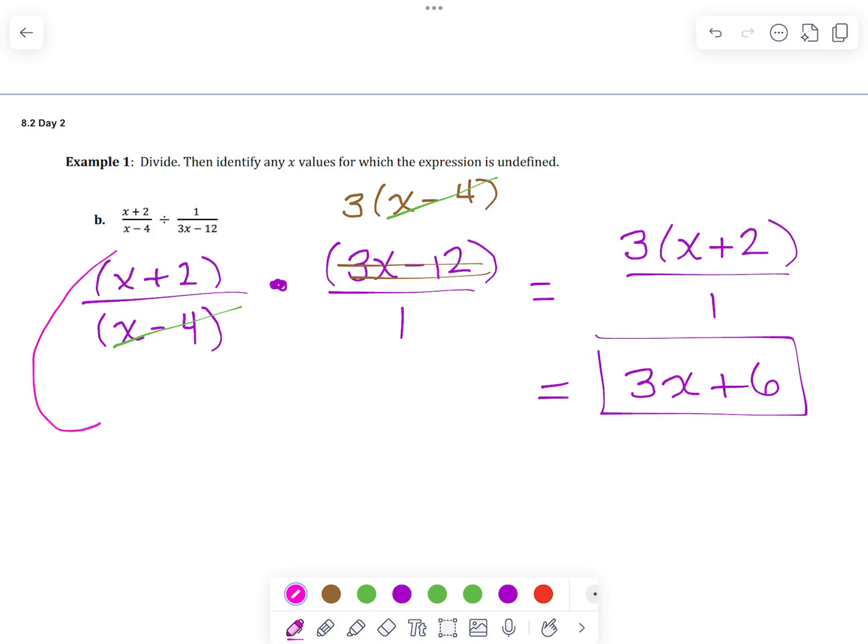And then we look for anything that is undefined. So if we go back to this denominator of x minus 4, we do not want the x to be 4, because if we substitute 4 minus 4 into the denominator, it makes it 0. And then same thing here, if we substitute a 4 into that denominator, it would make it undefined. So our answer would be x cannot be 4.